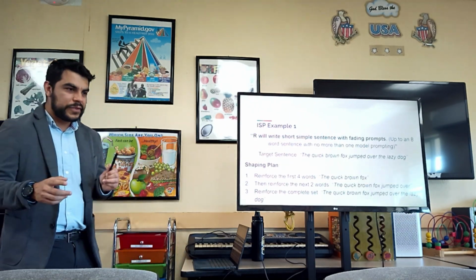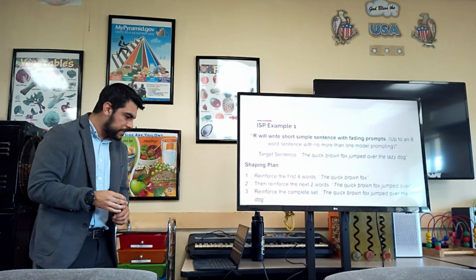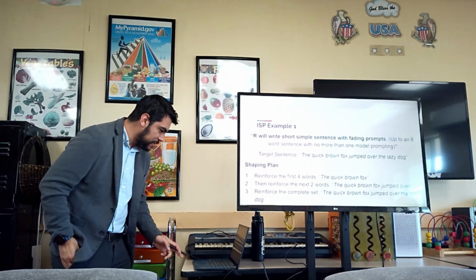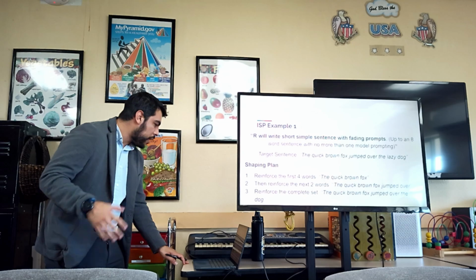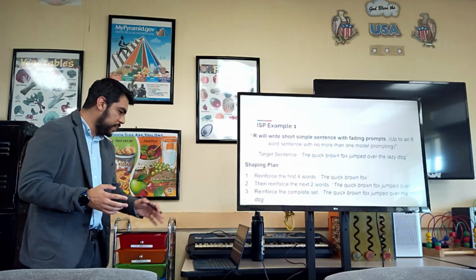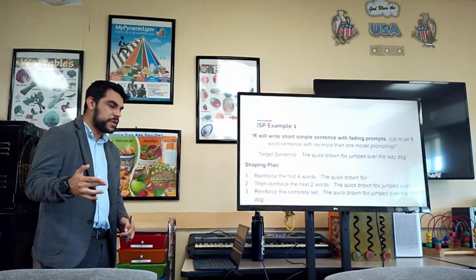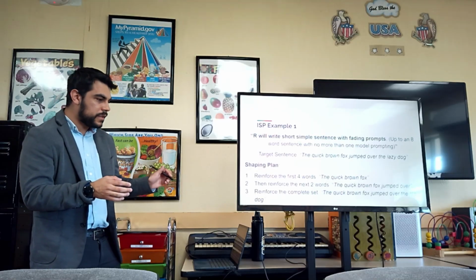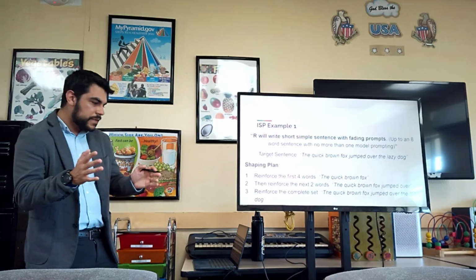Okay, so I want to take a few examples from the BIPs and the ISPs. This one should be a little familiar to some of you in the backyard room. R will write a short, simple sentence with fading prompts, and then I add just a little bit more of a criteria for that: up to a 10-word sentence with no more than one model prompt. The idea here is to get him to increase the amount he's writing in a given sentence.